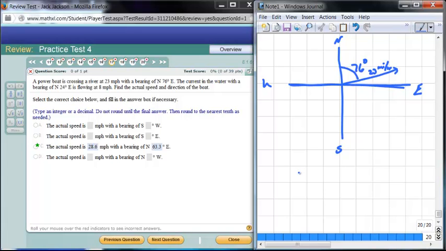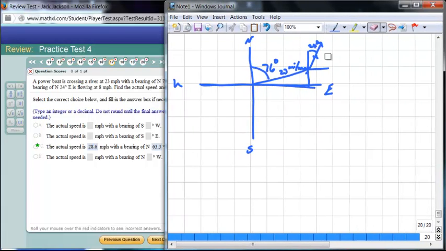So there's our vector. The current of the water is also pushing the boat, and it's north 25 degrees east, and we're going to add these two vectors to get the actual speed and direction. So I'm going to write this vector right here. North 24 degrees east. So this is 24 degrees here. And it's not nearly as long. It's only, make it pretty short here, only 8 miles per hour.